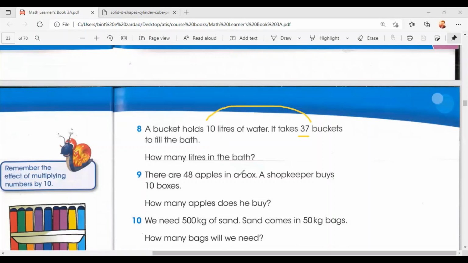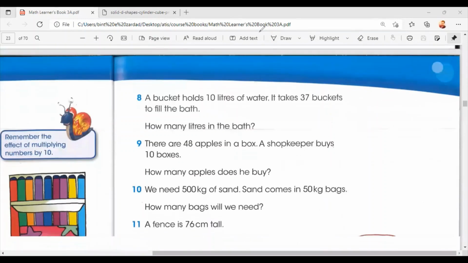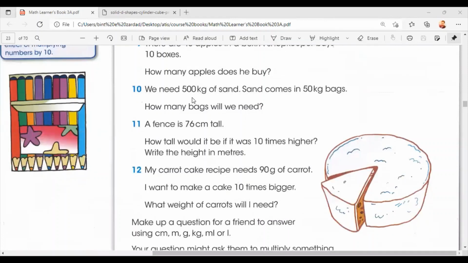There are 48 apples in a box. A shopkeeper buys 10 boxes. How many apples does he buy? 48 multiplied by 10, 480. Same like this, we need 500 kg of sand. Sand comes in 50 kg bags. One bag equals 50 kg. So how many bags do we need? So simple, 500. Just I change the color.